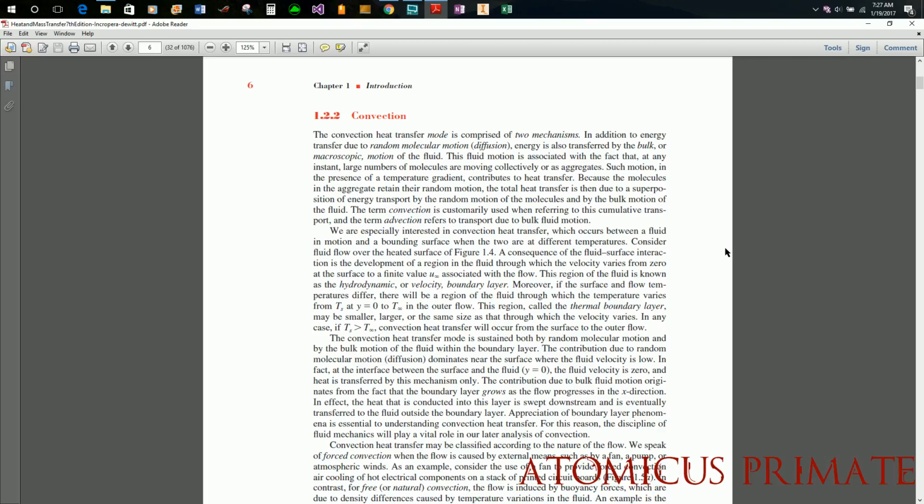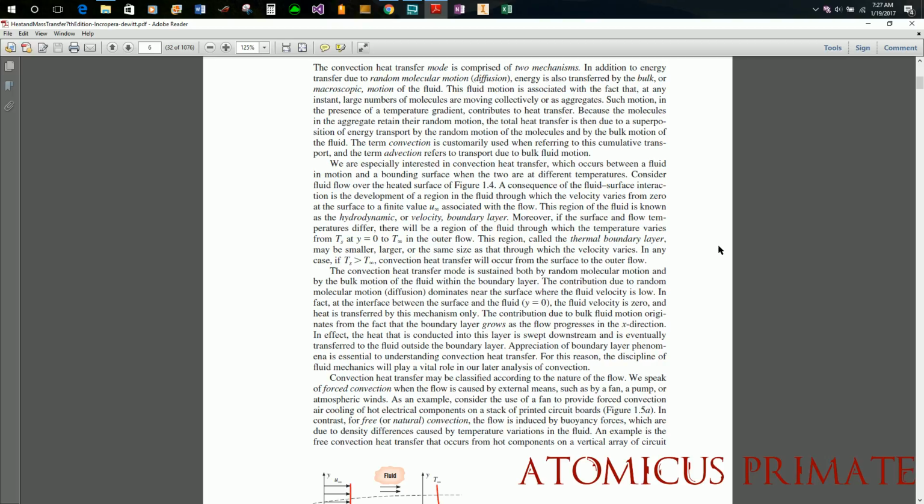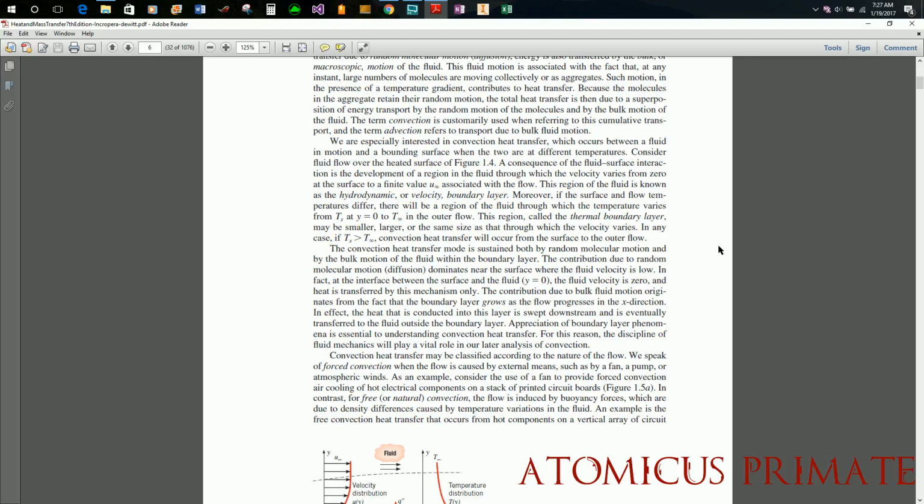The convection heat transfer mode is sustained by both random molecular motion and the bulk motion of the fluid within the boundary layer. The contribution due to random molecular motion, that is, diffusion, dominates near the surface where the fluid velocity is low. In fact, at the interface between the surface and the fluid, y equals 0, the fluid velocity is 0 because of the no slip condition, and heat is transferred by this mechanism only.